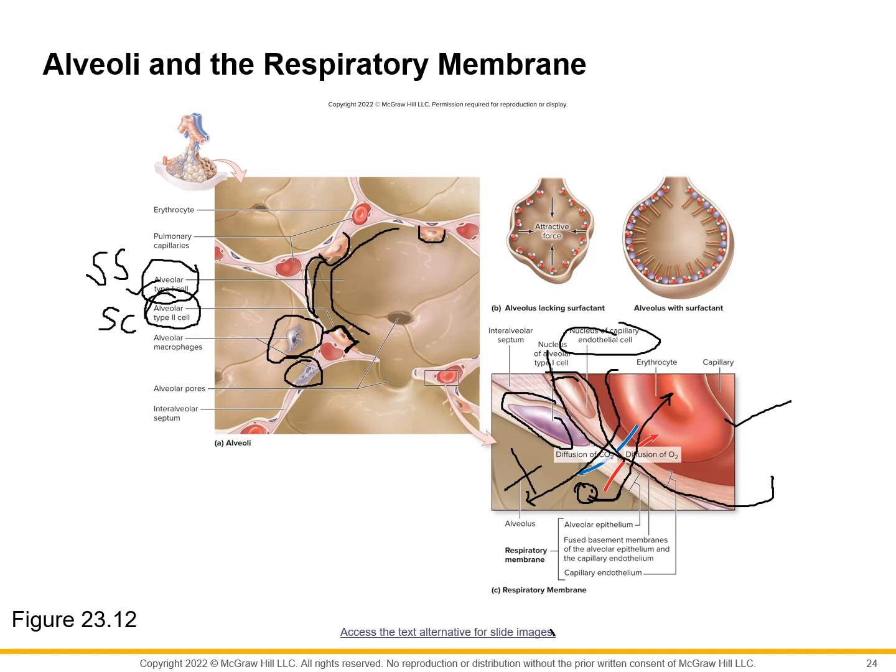Now, the surfactant is important because it allows oxygen to diffuse into your bloodstream easier. So a lung without surfactant will have a harder time sucking the oxygen into your bloodstream. A lung with surfactant will have an easier time for oxygen to go from gas phase to liquid phase.